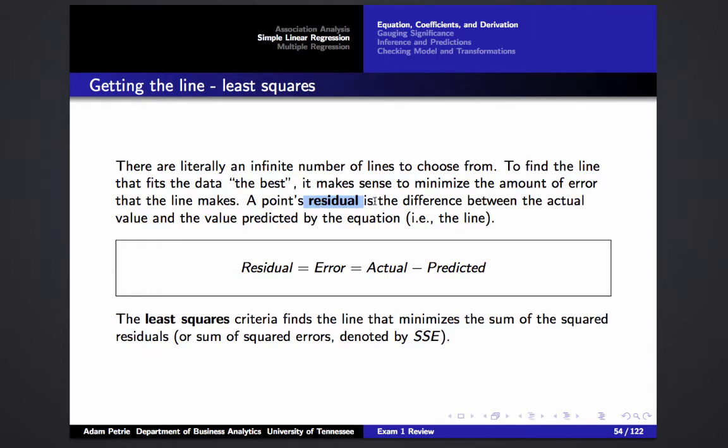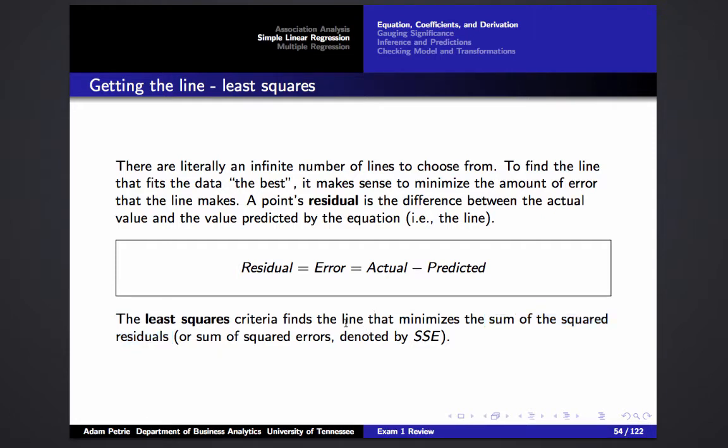So the residual of a point is just the difference between the actual value of that individual and the value predicted by the regression equation. So the residual, which is just the error that the model is making, is the difference between the actual value of y for an individual and the predicted value from the equation. And what we use to determine those coefficients is the least squares criteria. Basically, out of the infinity of possible lines we could use to describe the relationship, we choose the line that has the least sum of squared errors, essentially. The line that minimizes the sum of squared residuals, sum of squared errors, over all points in the data set.